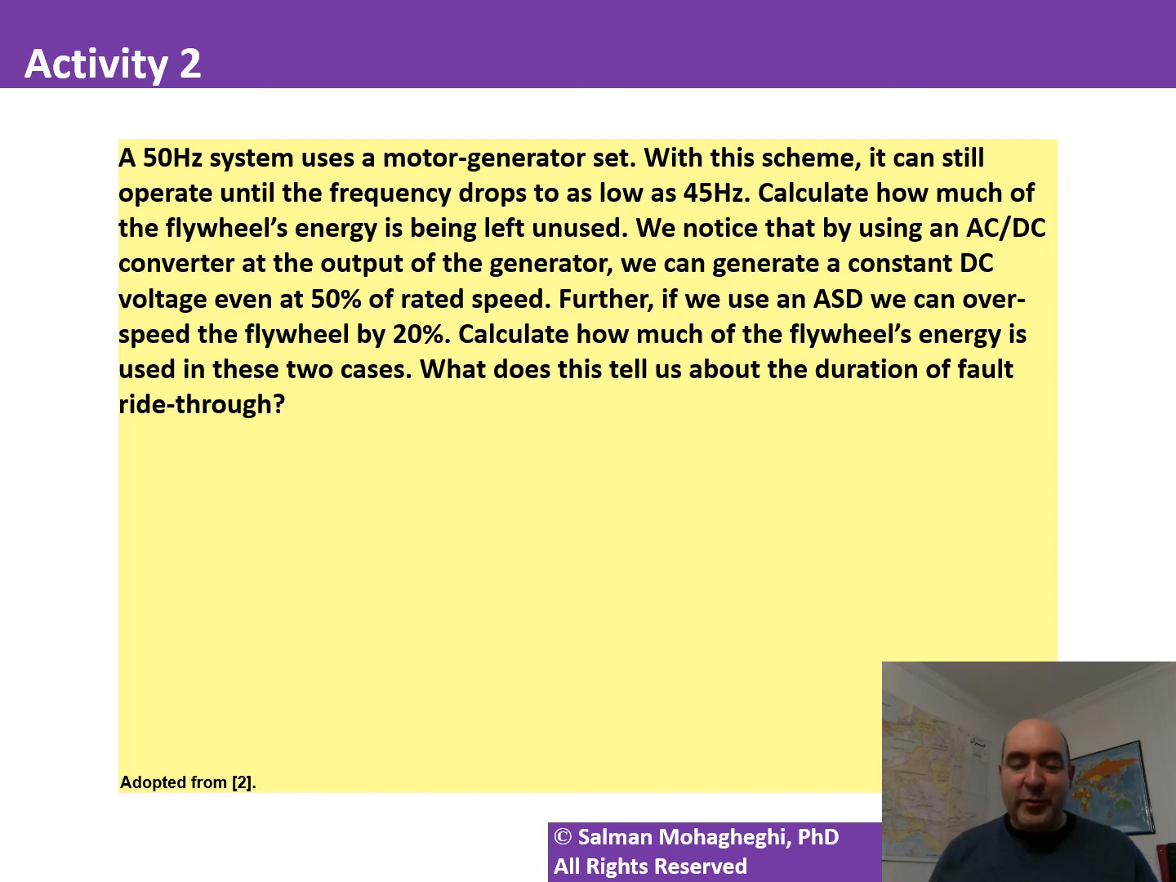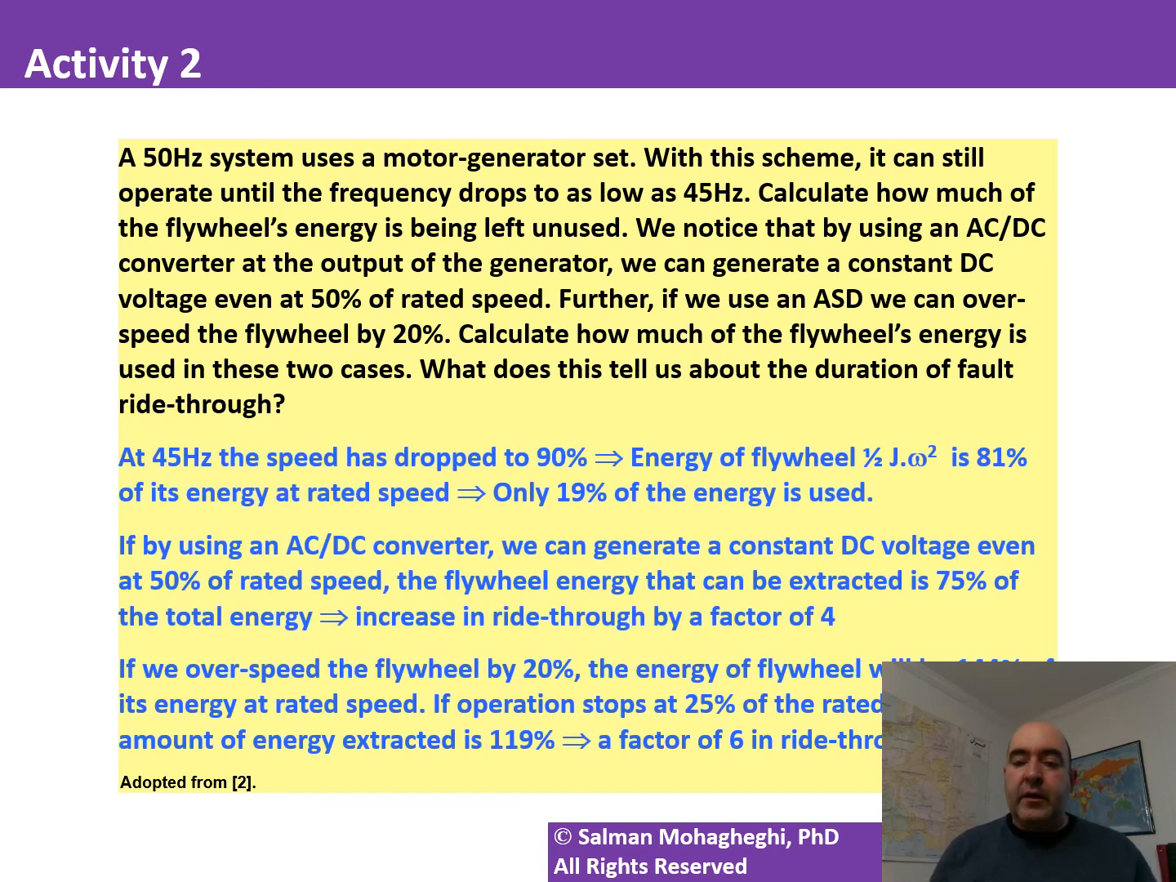Okay, I trust that you worked on this exercise, so let's think about it. If the load can be supplied by the generator for as long as the frequency is above 45 hertz, that means that it can only tolerate a 10% drop in the generator speed. A 10% drop in generator speed means that the speed has dropped to 90%. Now remember, what is being delivered to the load, or stored in that device, is the energy of the flywheel. This is the kinetic energy due to the rotation of the mass.